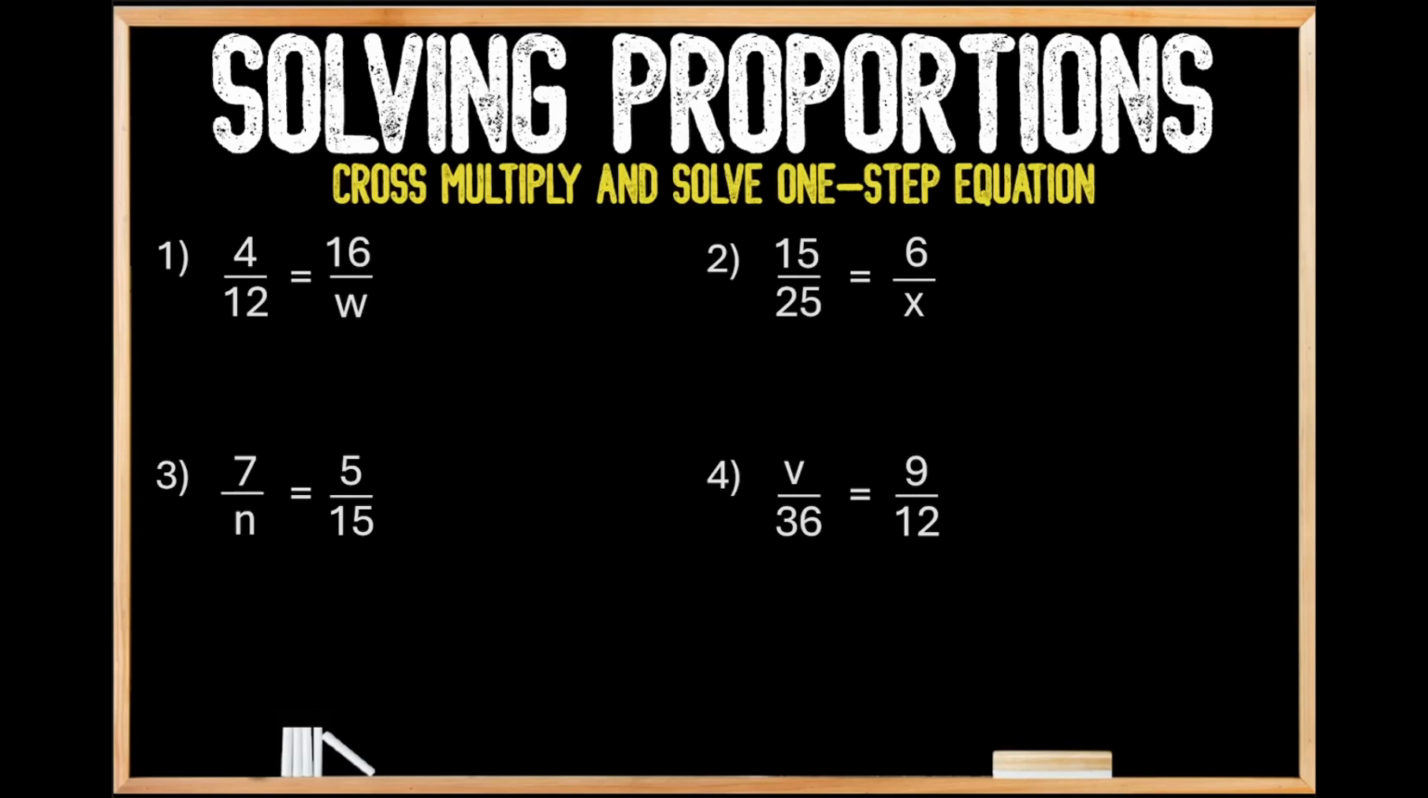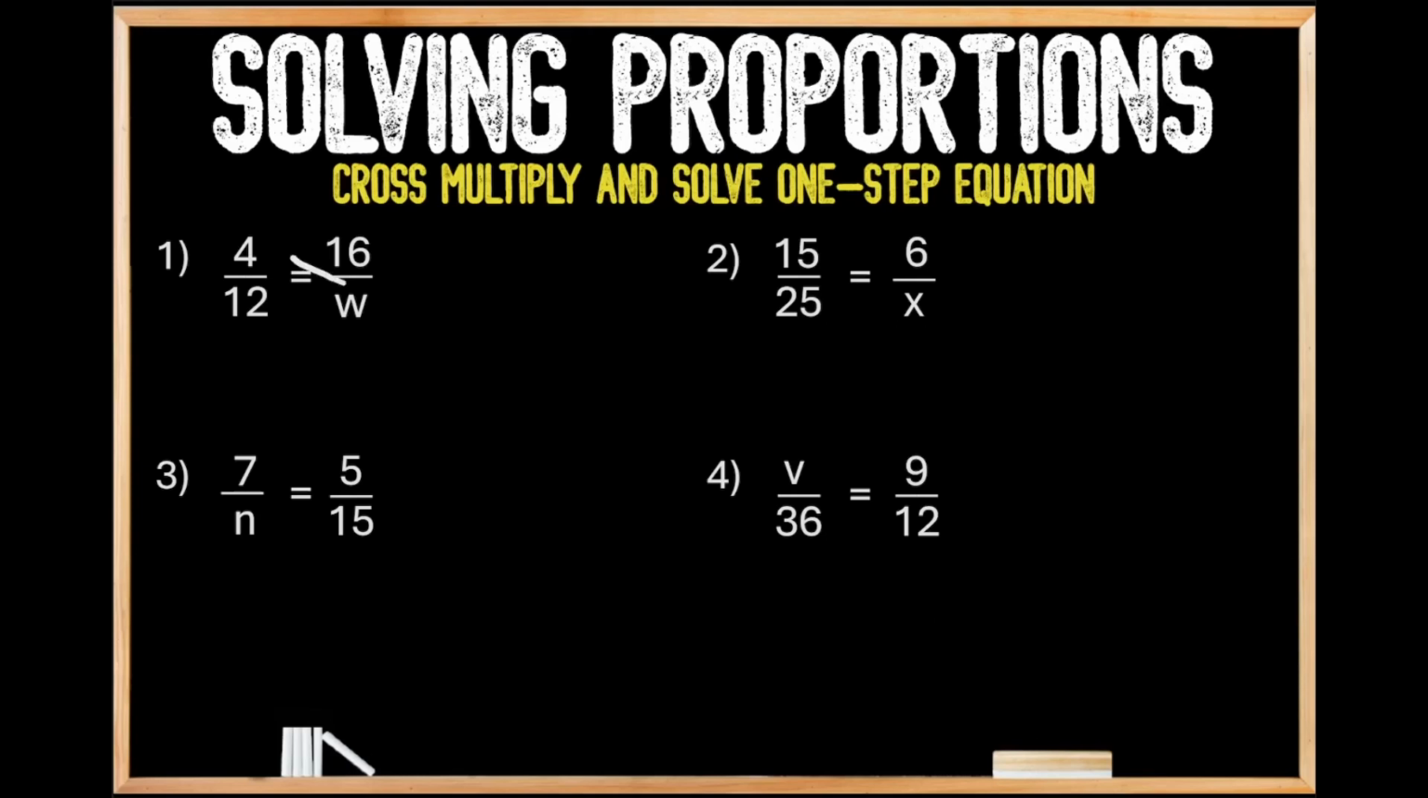For question number 1, we're being asked to solve for the unknown value which is represented by the variable w. And as we can see up top here highlighted in yellow, in order for us to solve for our unknown value, we're going to cross multiply and then solve the one-step equation. So the first thing we need to do is cross multiply diagonally here.